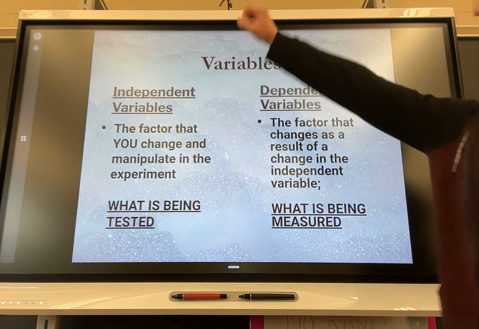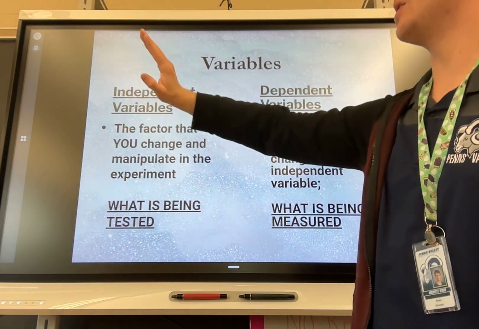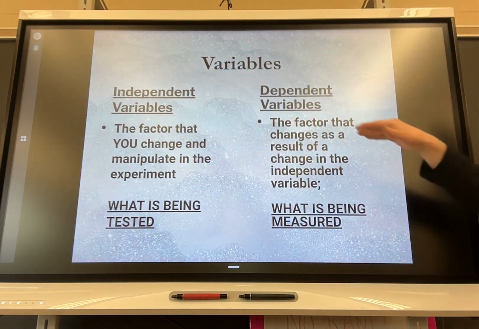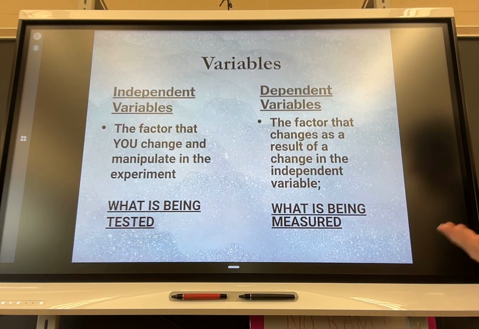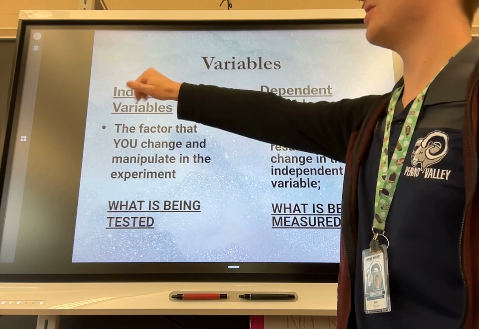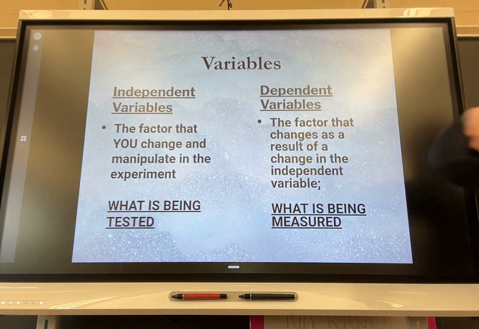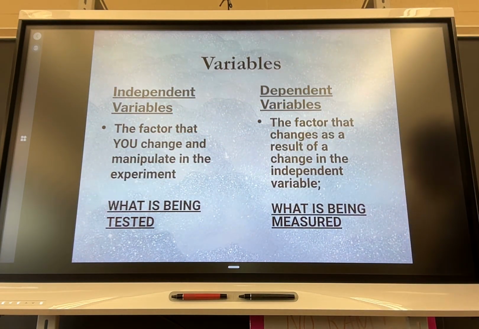So if we say that our independent variable is the type of paper towel, then the dependent variable is going to be the rate of absorption, of the absorbance of water. Or if our independent variable is the type of chemical that we're going to use, the dependent variable, what we're going to measure, is how that affects the organism. So it could be heart rate, it could be movement, or it could be some other factor.